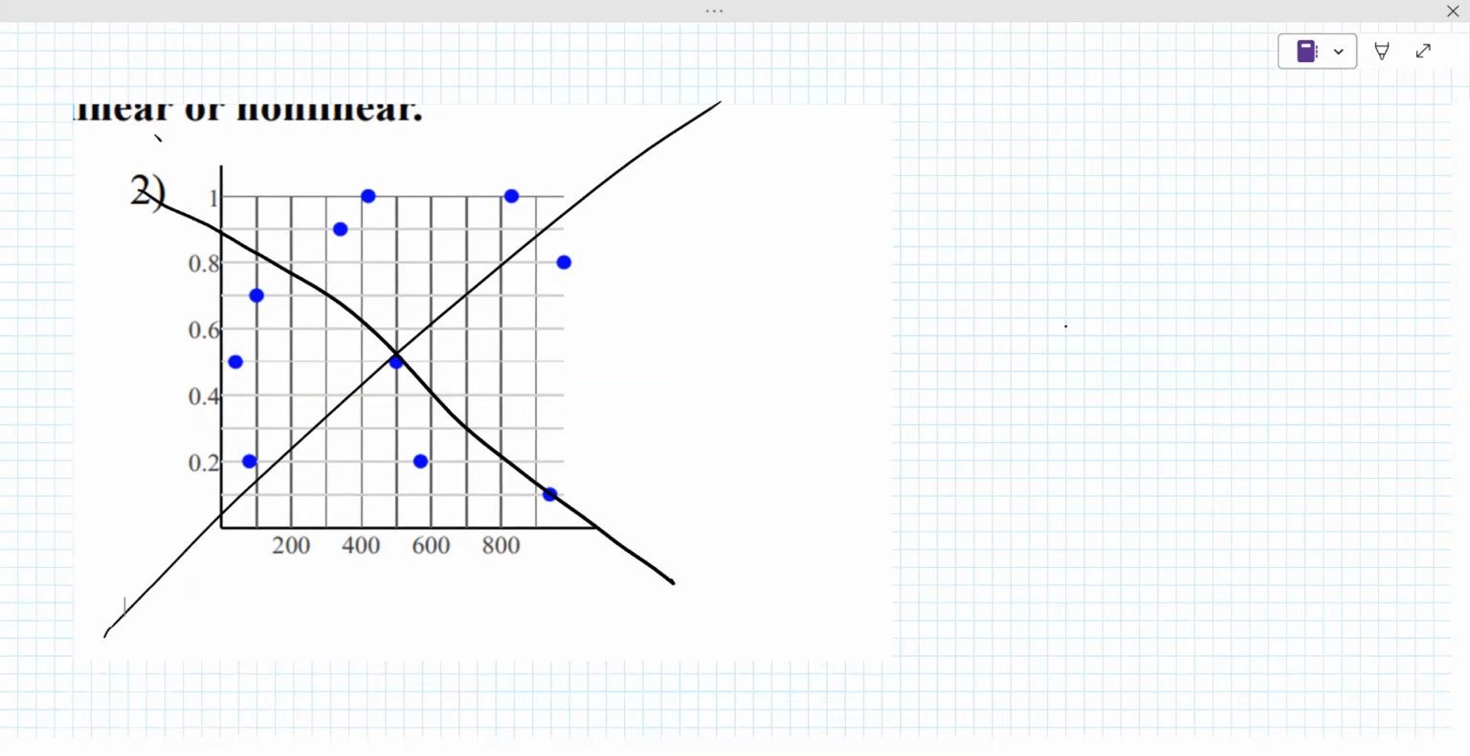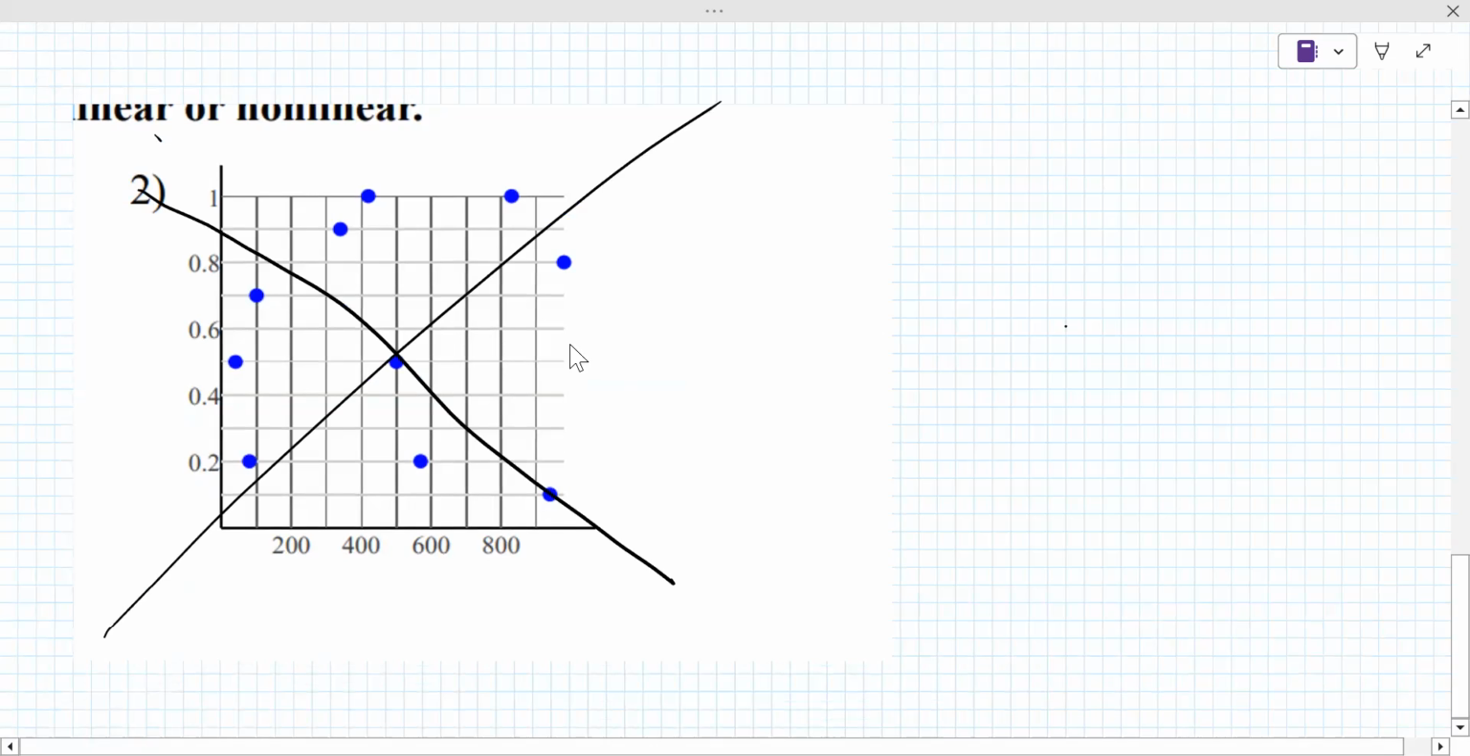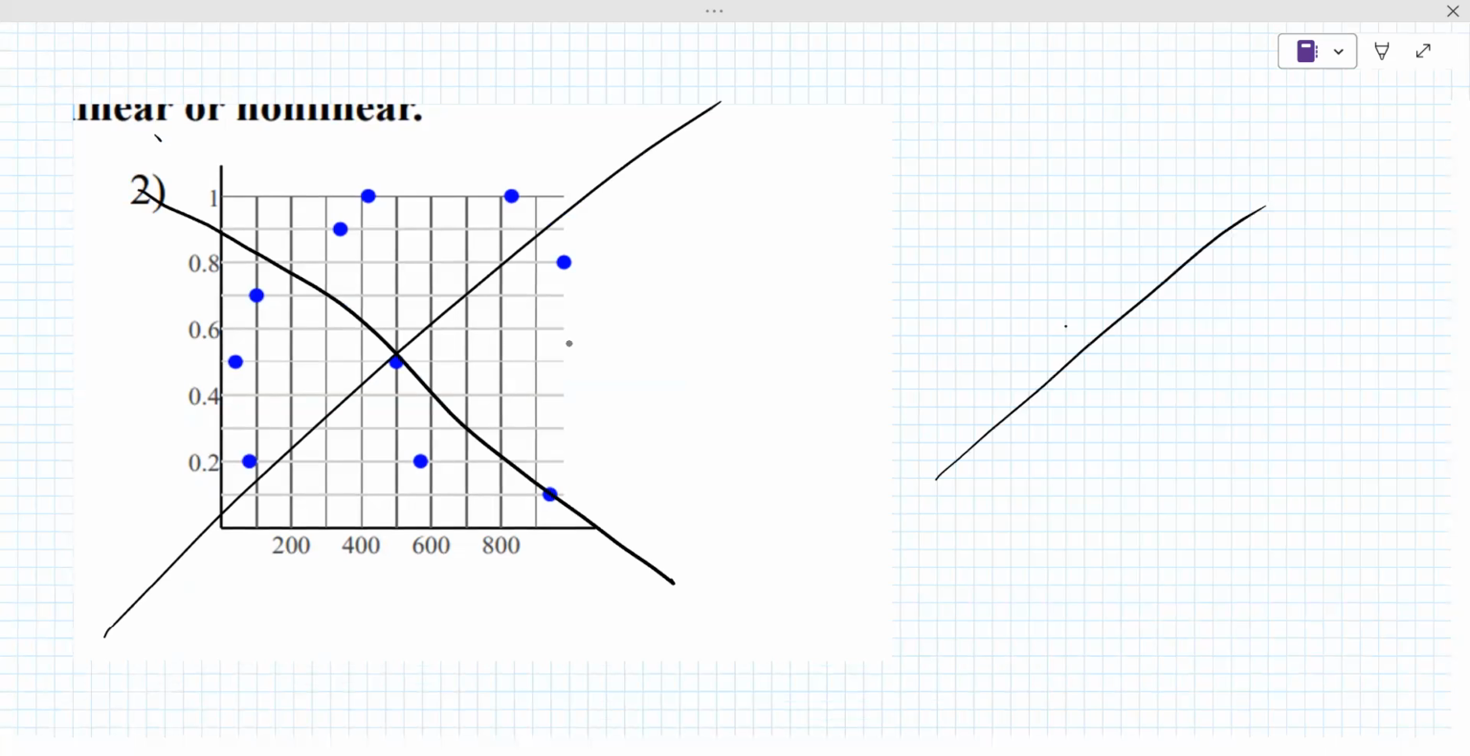So the issue here is there is no clear trend. You really need to see the data points following a progression, one way or the other. So no correlation. Yes.